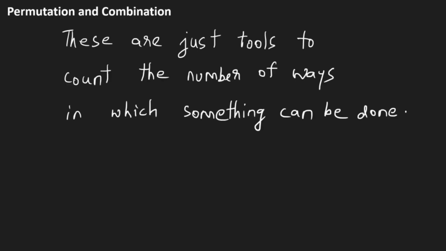In this section, we try to understand permutation and combination in great depth. Alright, now what do we mean with permutation and combination? These are just tools that help us to count the number of ways in which something can be done. Let's try to understand it in greater depth. Alright, I denote permutation with P and combination with C.